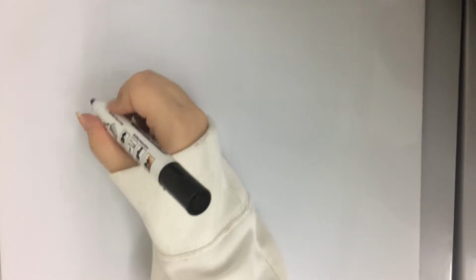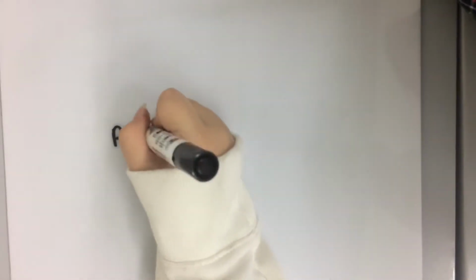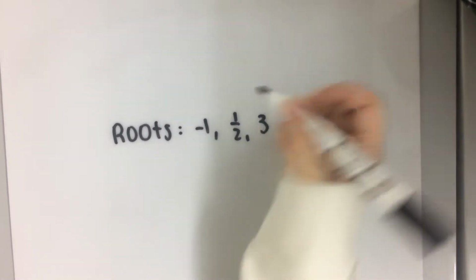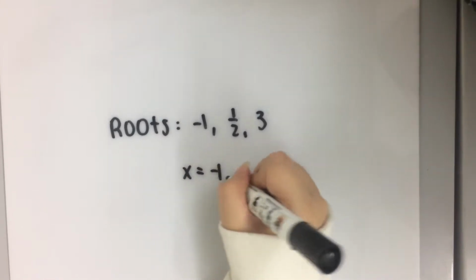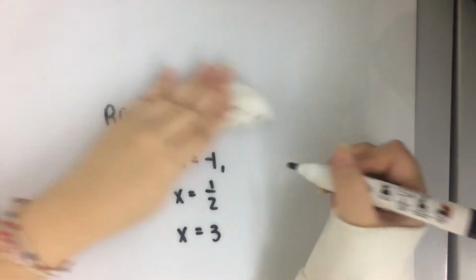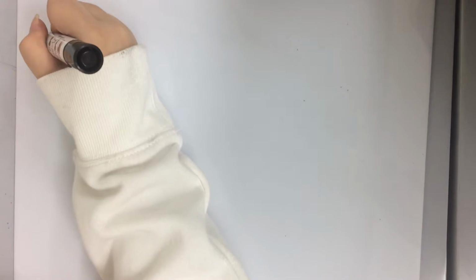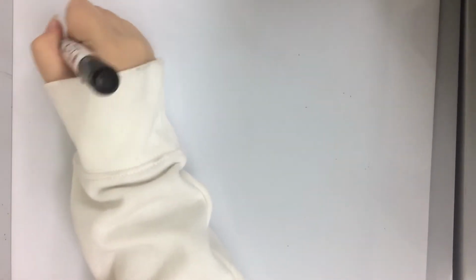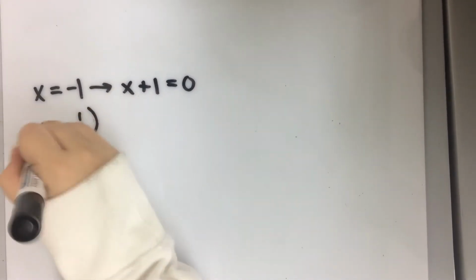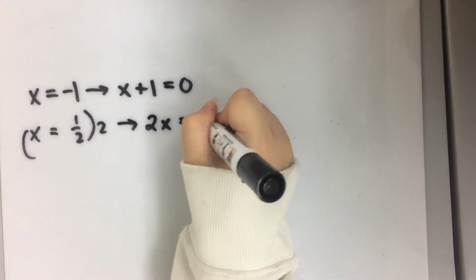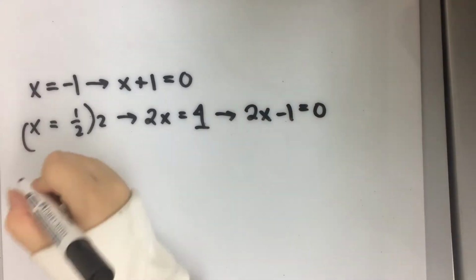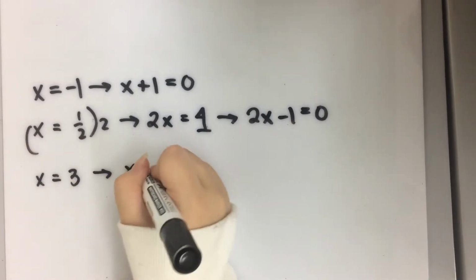Let's try to solve this problem. Form a polynomial equation given the roots -1, 1 over 2, and 3. So from the problem, we know that x equals -1, x equals 1 over 2, and x equals 3, which means the polynomial equation has a degree of 3 because there are only 3 roots. The second step is to get the binomial factors from them by doing a reverse zero product property. So we transpose the c value so it equals 0. From x equals -1, we now have x plus 1 equals 0. From x equals 1 over 2, we multiply everything by 2 to get 2x equals 1, then we transpose 1 and get 2x minus 1 equals 0. From x equals 3, we now have x minus 3 equals 0.